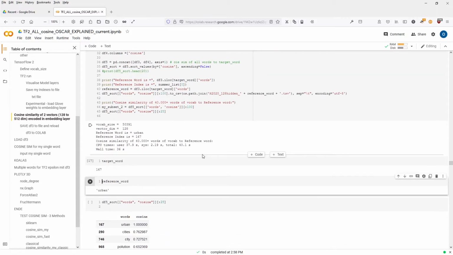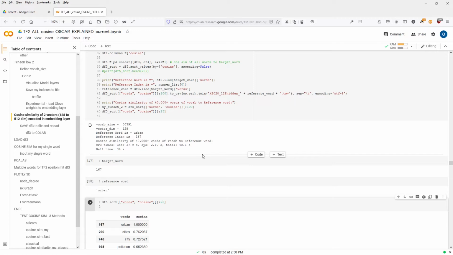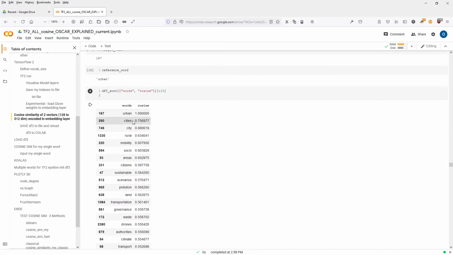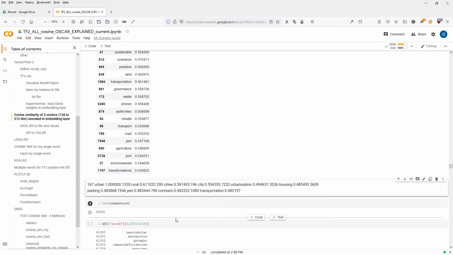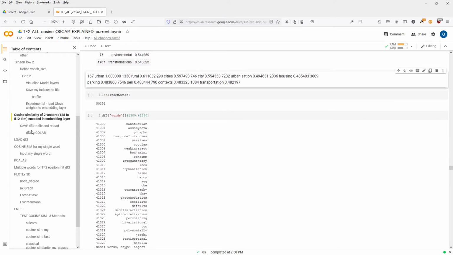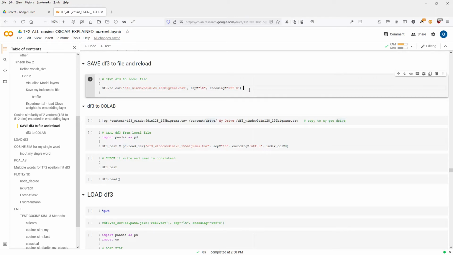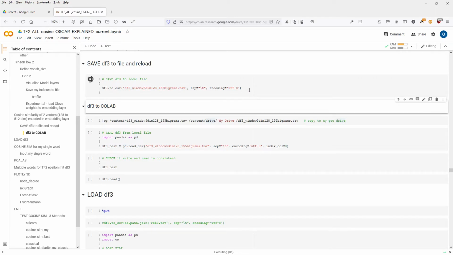The target word here is this. This is urban. And my words are urban, cities, city, rural, mobility, area. So urban and cities, that's similar. Semantic similarity, yes, very nice. Citizen, urban, scenarios, pollution, land transportation, waste, trends, authorities. Everything connects with urban, so it seems that our calculation also makes sense. Congratulations.